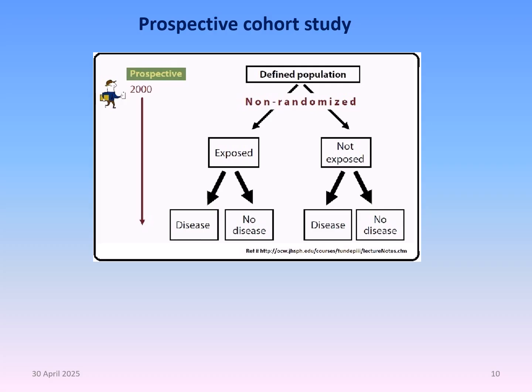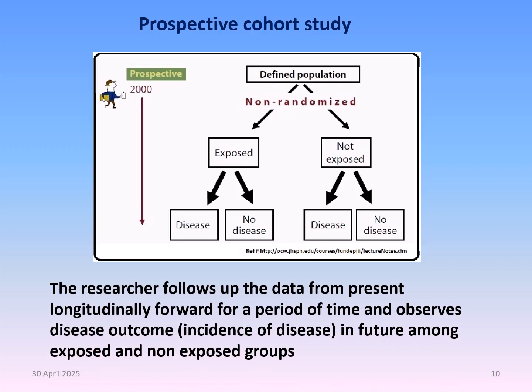Maybe for the next 5 years, you are following up the exposure cohort and the control cohort. Then observe how many of the exposure cohort are developing disease, how many of the exposure cohort are not developing disease, how many of the control cohort are developing disease, how many of the control cohort are not developing disease. The researcher follows up the data from present longitudinally forward for a period of time and observes disease outcome, otherwise known as incidence of disease, in future among exposed and non-exposed individuals.